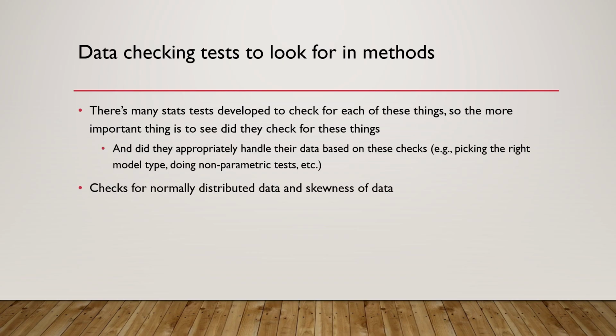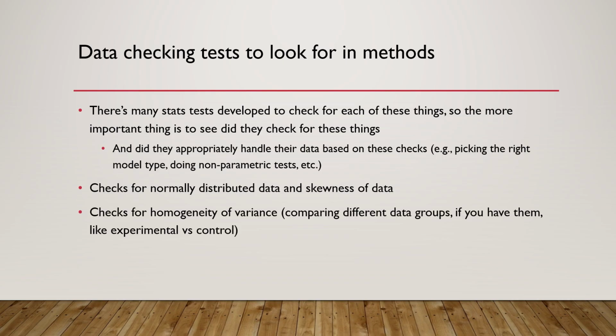So you'll see them checking for normally distributed data. If the data is skewed in any way, we should see homogeneity of variance, like I said. And that's if they're comparing different groups, so experimental versus control. Maybe they have multiple experimental groups. They should be checking if their data is linear or not, because again, if their data isn't linear, they shouldn't be using a linear model.